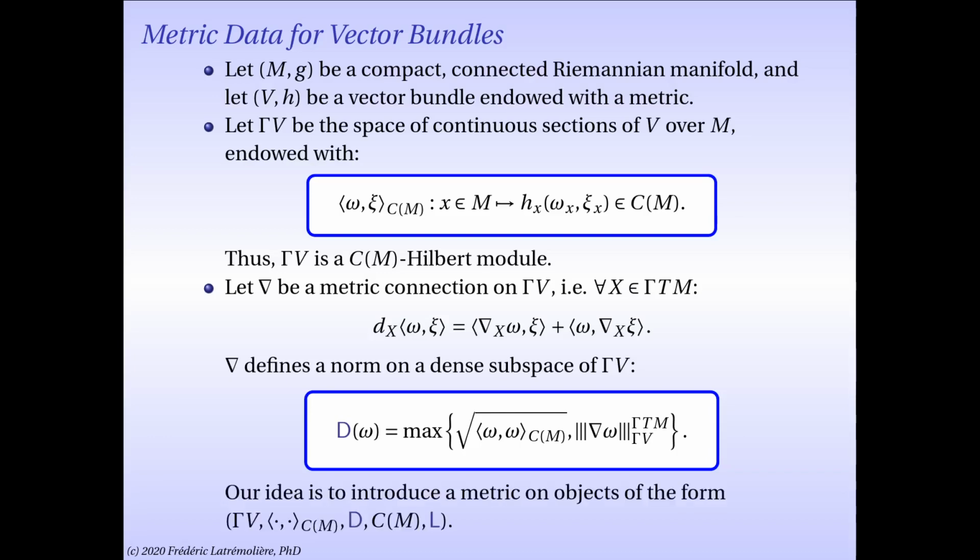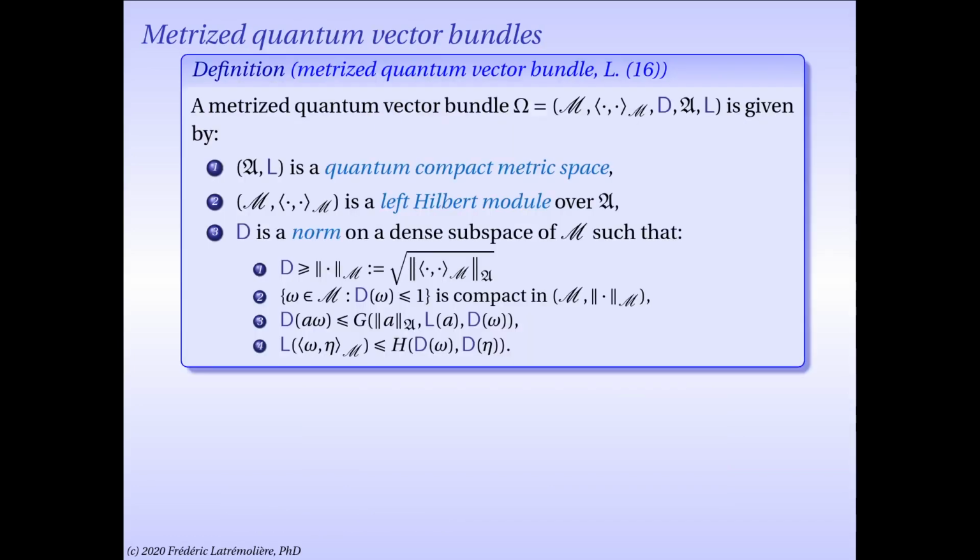Our idea is to study the properties of this commutative prototype and then consider non-commutative analogues of this construction. We thus arrive at the following new notion. Let A L be a compact quantum metric space. A metrized quantum vector bundle is a Hilbert module M over A and a norm D on a dense subspace of M, which dominates the Hilbert norm on M, whose ball is compact in the Hilbert norm, and which satisfies some form of Leibniz inequality.